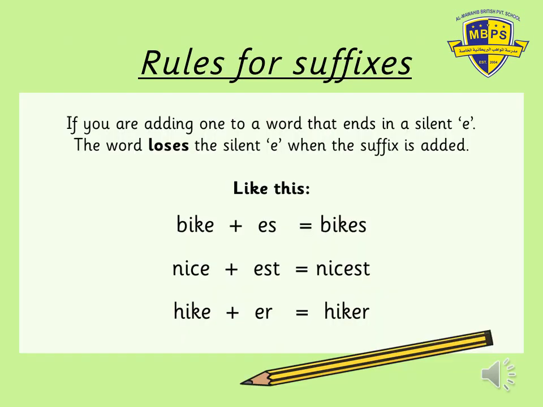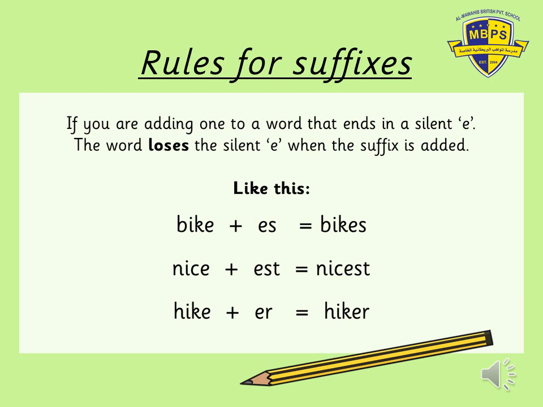Students, when you are adding a suffix to a word that has a silent E, and the suffix begins with the vowel E, then we have to remove the silent E of the root word. For example, bike, it has a silent E. Nice, it has a silent E. Hike, it has a silent E. So we will remove this E before adding the suffix that is starting with a vowel E.